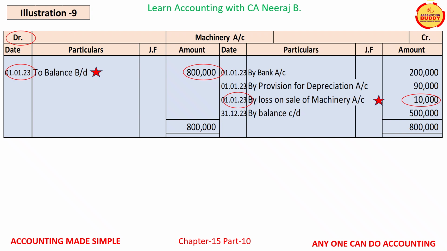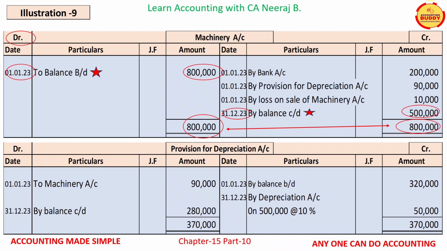Now when from the debit side total of $800,000 all the credit side transactions are deducted, we are left with the closing balance of $500,000, shown on the credit side of the account on 31st December 2023 by writing the words "by balance carried down." The machinery account is said to be balanced.